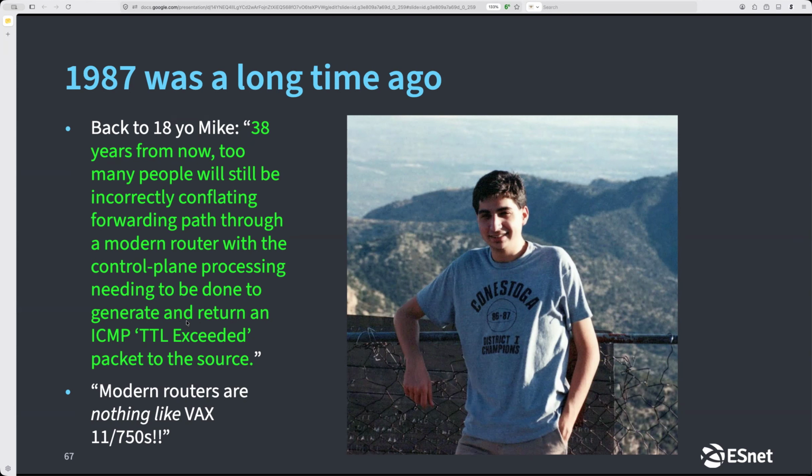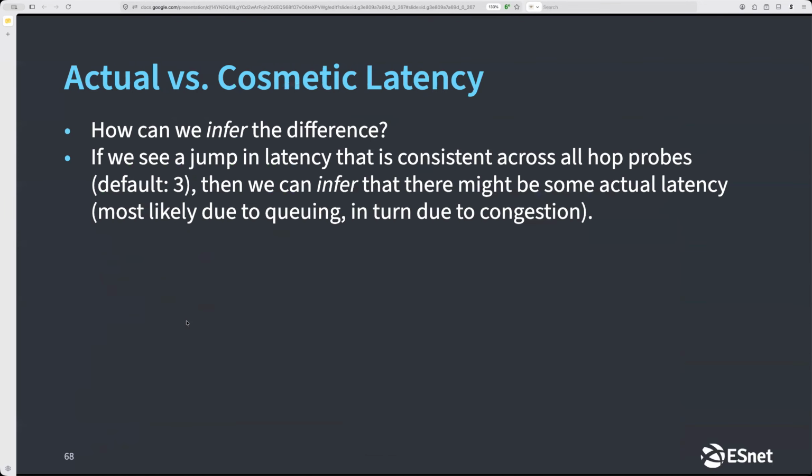Okay, so it's not going to prioritize sending you back your ICMP message so that your traceroute has accurate times. It's just not going to prioritize that. So how do we understand actual versus cosmetic latency? One thing we can do is infer that if the latency jumps at a certain hop and it stays that way all the way through, this is one of the things Raz tells us in his slides, if it stays consistent across the single hop and then continues the rest of the way down in the path, then you can infer that there might be some actual latency.